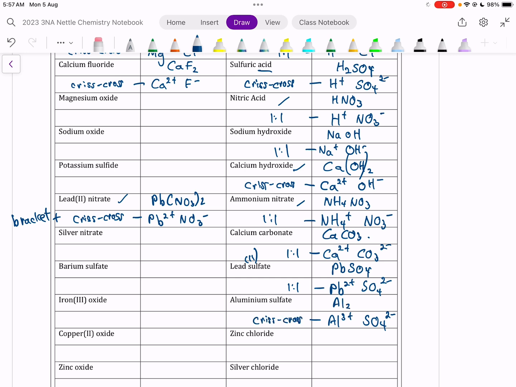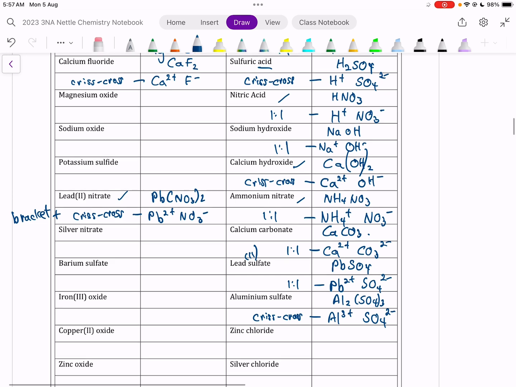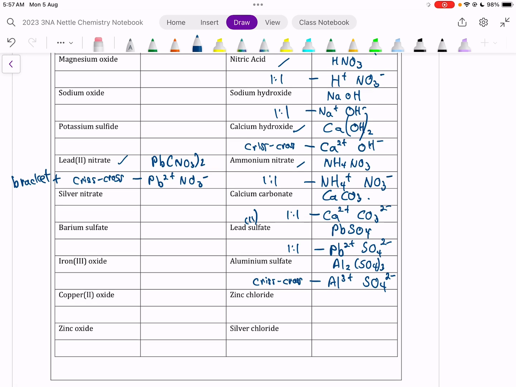Then we have aluminium sulfate, that's Al3+ and SO4 2-, so that will be a crisscross plus bracket, so Al2(SO4)3. This one will be one of the tougher ones. Then maybe I show you iron 3 oxide, Fe3+ and O2-, so you do crisscross, Fe2O3.